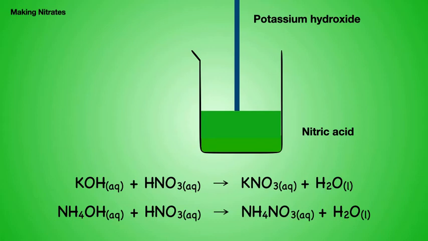Notice these are solutions. Look at all those aq's in those equations. Nitrates are highly soluble in water. This makes them again useful for fertilizers because you need your fertilizer compounds to be soluble in water so they can be absorbed by plants through their roots. There is a problem particularly though with nitrates being highly soluble. And that's what we call algal blooms.